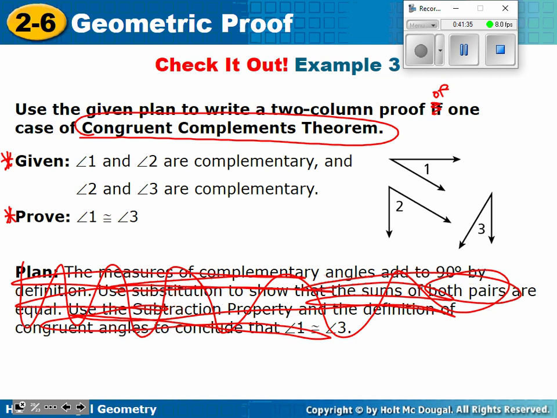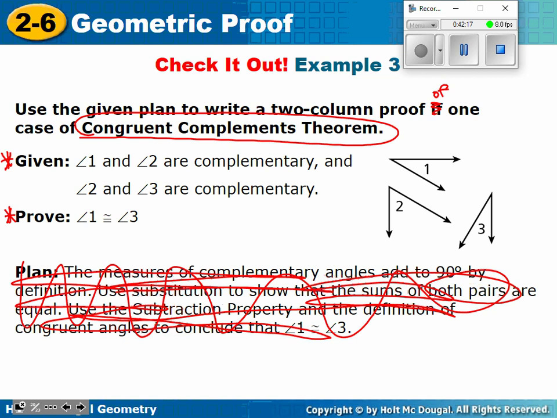Transitive property. Notice that in statement 2, this is equal to 90. In statement 4, this is equal to 90. If one side of your equation is identical, those cancel out, and you can say this part is equal to this part. So number 5, measure of angle 1 plus measure of angle 2 equals measure of angle 2 plus measure of angle 3. Does that make sense? Okay? The reason was transitive property of what? Transitive property of, careful, look at your symbol. What symbol do you have here?